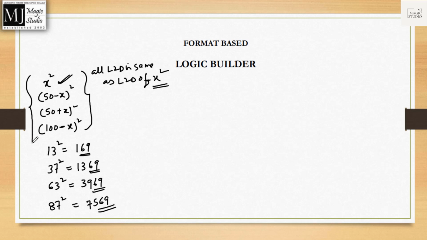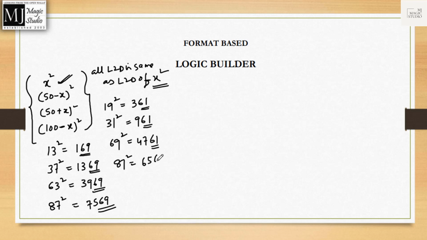We can use this in solving a variety of problems. Let's quickly run one more check for 19, because these are exam favorite numbers. Like 19 square is 361. 50 minus 19 is 31. 31 square is 961. 50 plus 19 is 69. 69 square is 4761. And 100 minus 19 would be 81. 81 square is 6561.